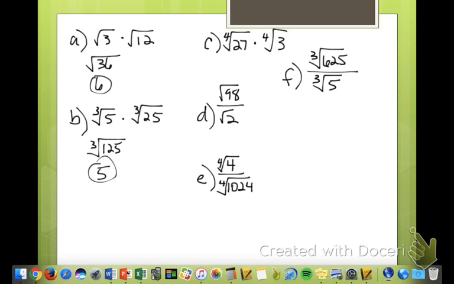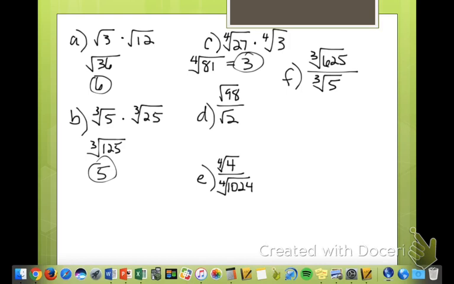All right, C, let's try another one. So we have the 4th root of 27 times the 4th root of 3, and we're asked to simplify. So they're both 4th roots, so we can rewrite them as the 4th root of 27 times 3, which is 81. And then we've done this a few times. The 4th root of 81 is 3.